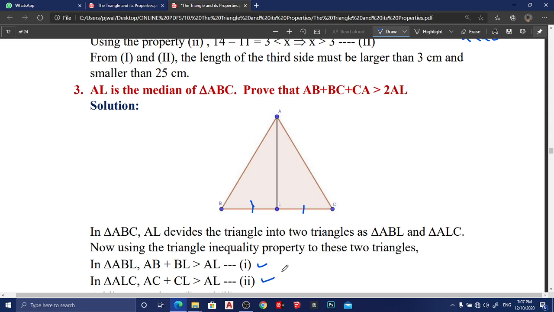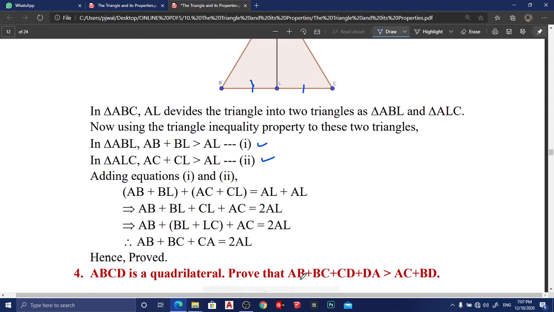Okay, now you have got two inequalities. So now what you have to do here is simply add the left hand side values and the right hand side values of these two inequalities. Take only the left hand side values and add them: AB plus BL plus AC plus CL is greater than, sorry, this is the greater than symbol, not an equation. Now take only the right hand side values, which are AL plus AL.